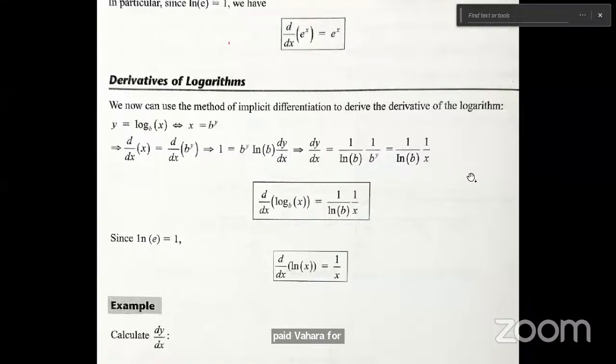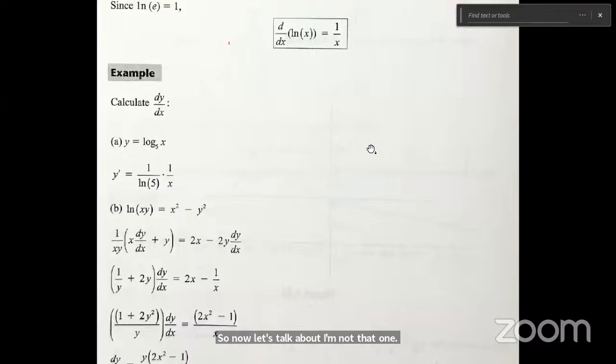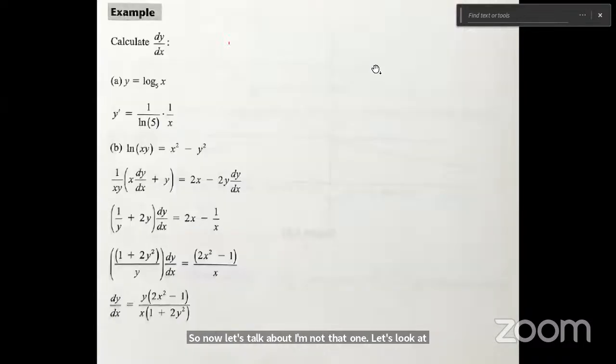So now let's talk about another one. Let's look at this example. They say calculate dy ds of y is equal to log 5 of s. They said dy ds because you have y is equal to, this is your function, y is your function, and whatever is here is with respect to s. So how do we find it?